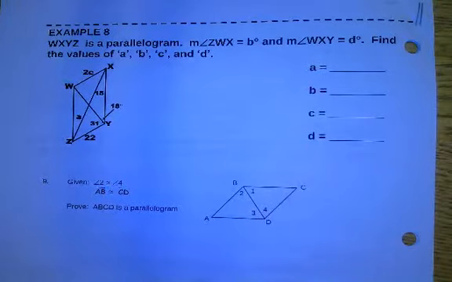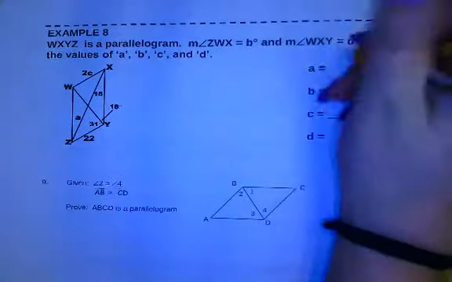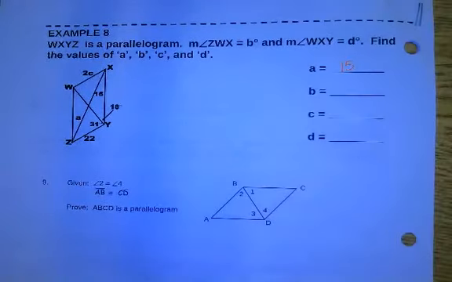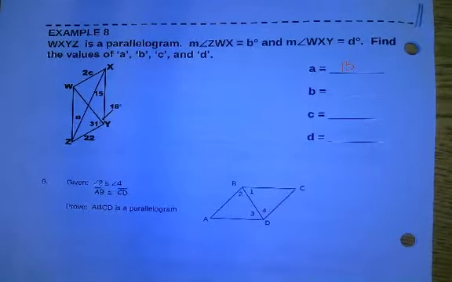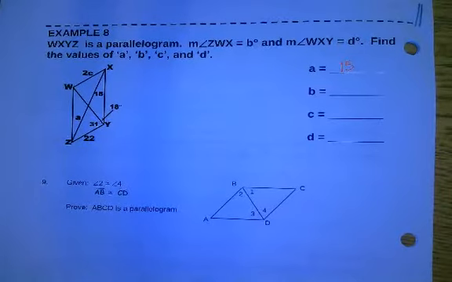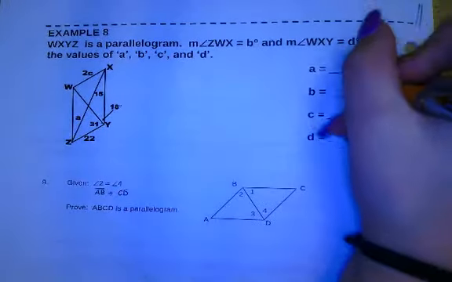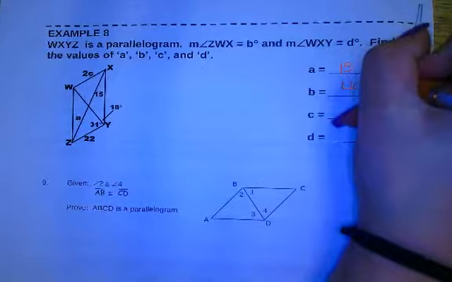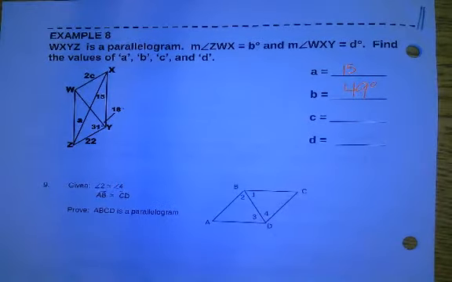Okay, what was A? 15. How did you know A was 15? The bisector figure, because the diagonals bisect each other. Okay, what is B? 49 degrees. C? 11. And D?